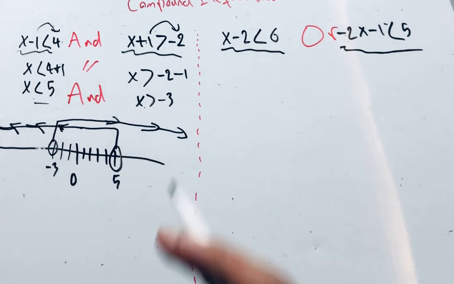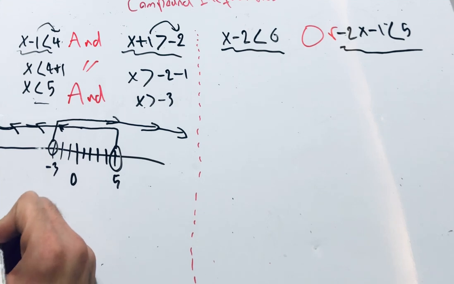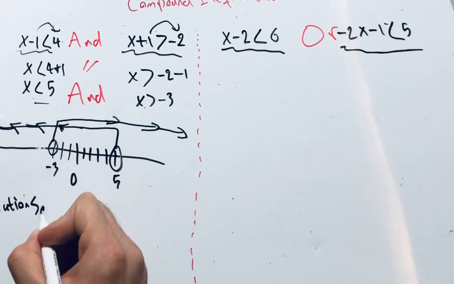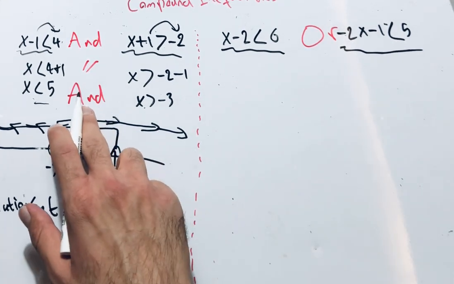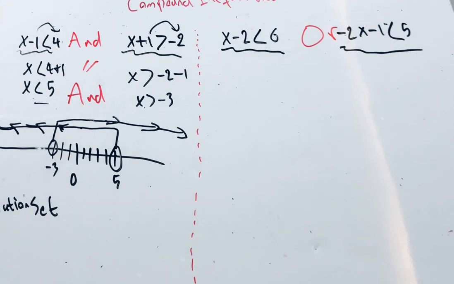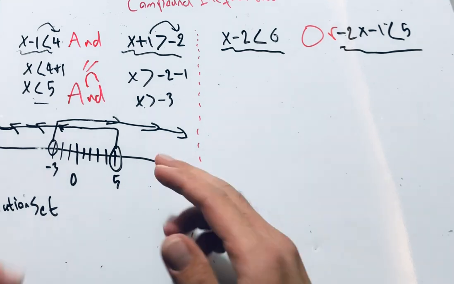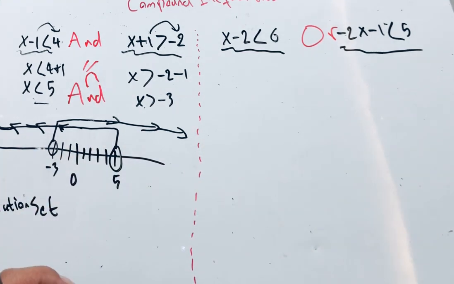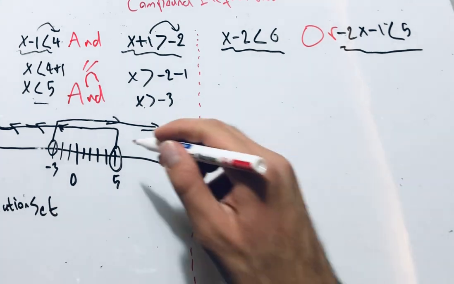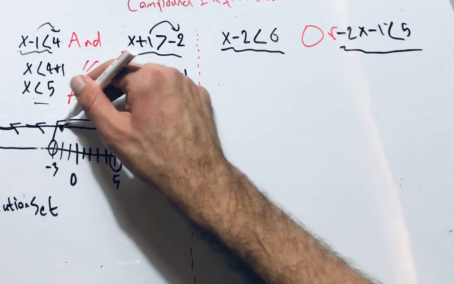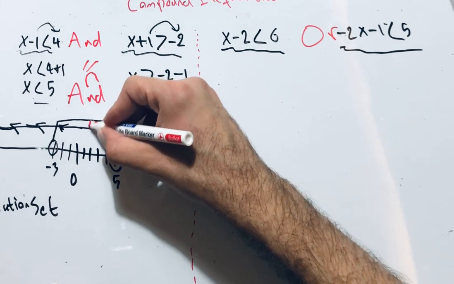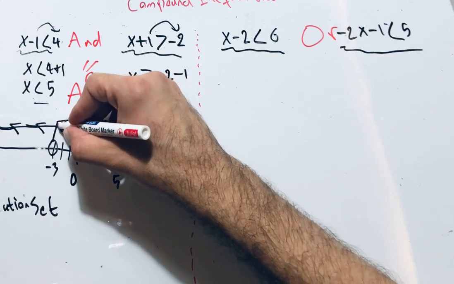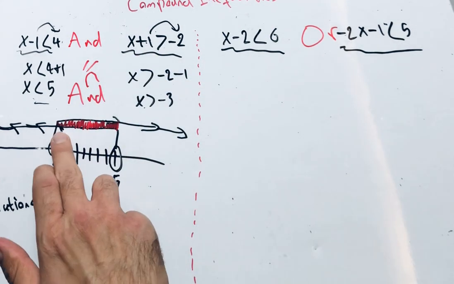So if you think about it, together they cover all the real numbers. Some of you might make the mistake and say the solution set is all the real numbers, but you have to be careful, because since we use the word and here, and we said and means intersection, whatever is common between these two arrows is what you're going to choose. What is the common part between them that they share? It's this red part, right? This red part is what they share.